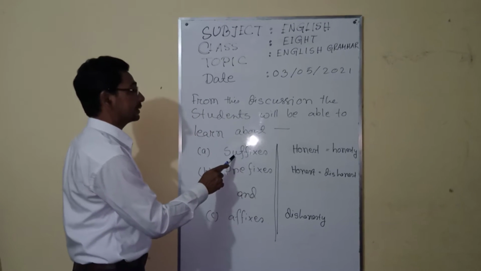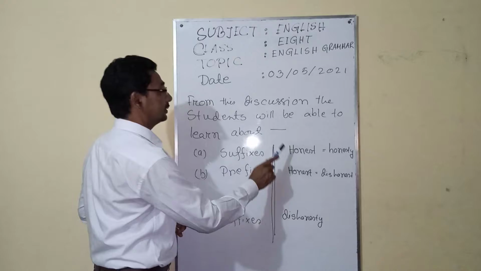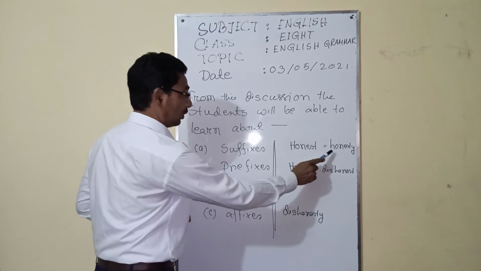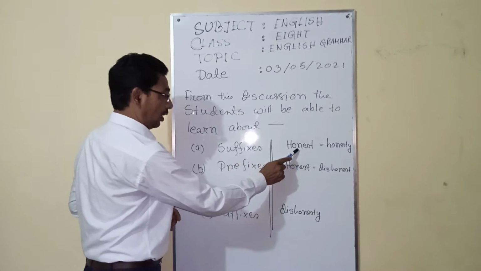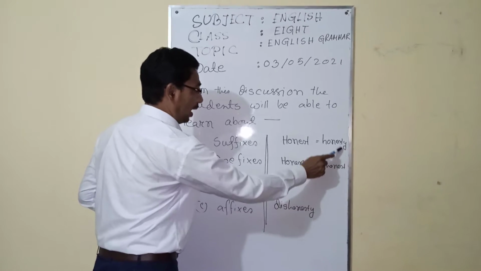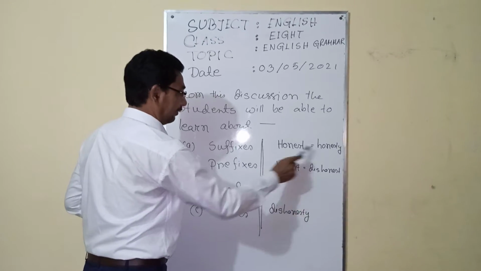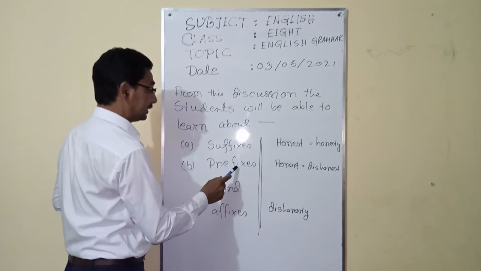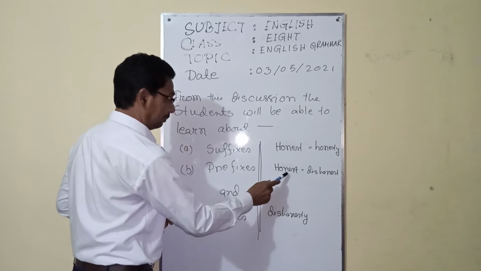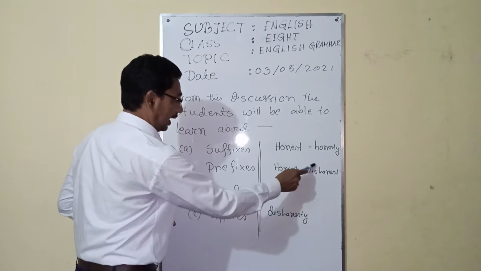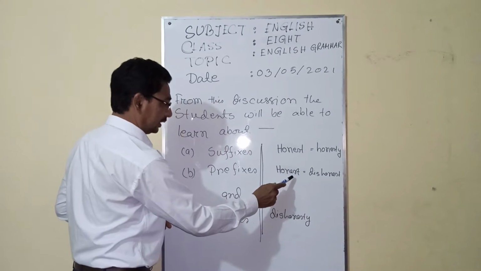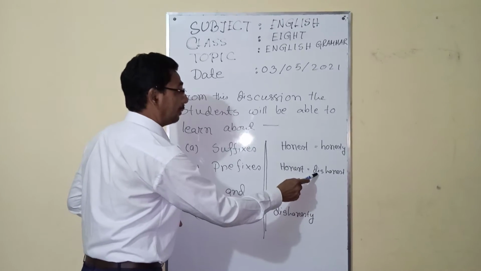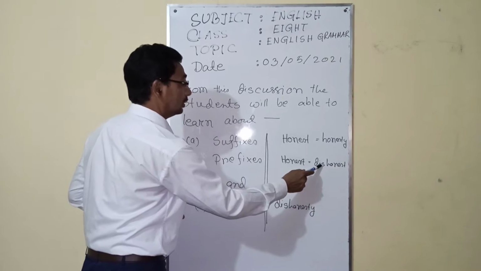What are suffixes? If you add a syllable after the main word, this is called a suffix. For example, honest, and you add y: honesty. This is a suffix. And if you add a syllable before the main word, this is called a prefix. For example, honest, dishonest. I added this before honest, and this is dishonest.